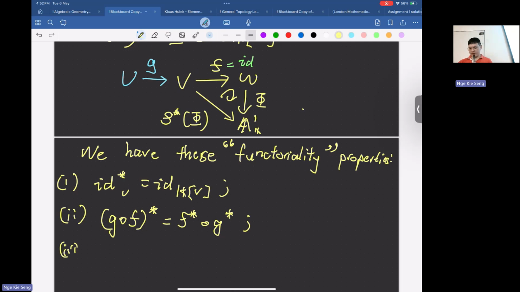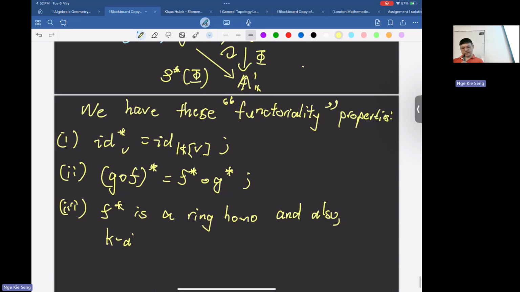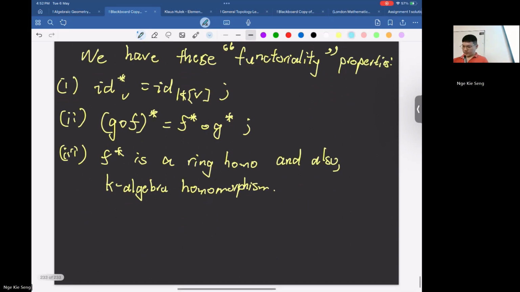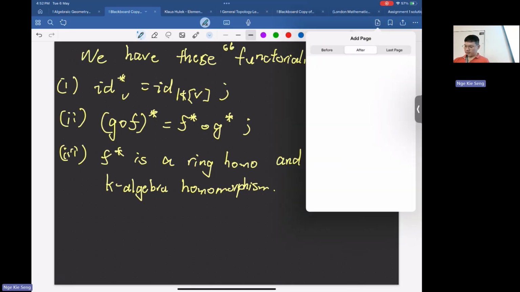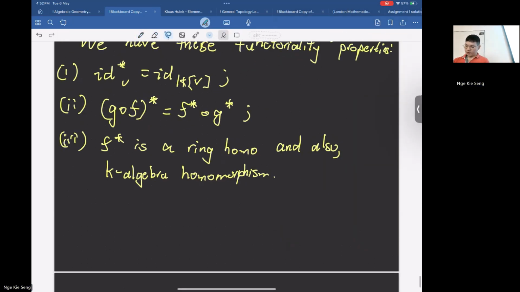The last one is that phi star is a ring homomorphism. This tells you how it acts on the elements in KV. It's a ring homomorphism, and actually it is a K-algebra homomorphism. K-algebra homomorphism tells you how it acts on the scalar K. Okay, I guess let's prove these, quickly, real quick. Let's split them into 3 segments and do it one by one.